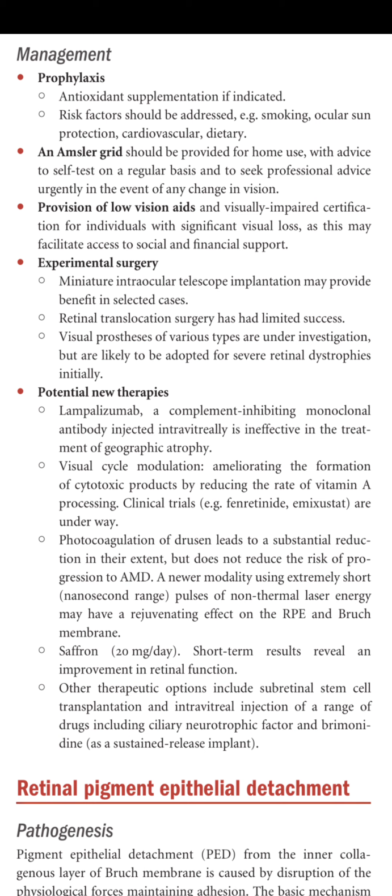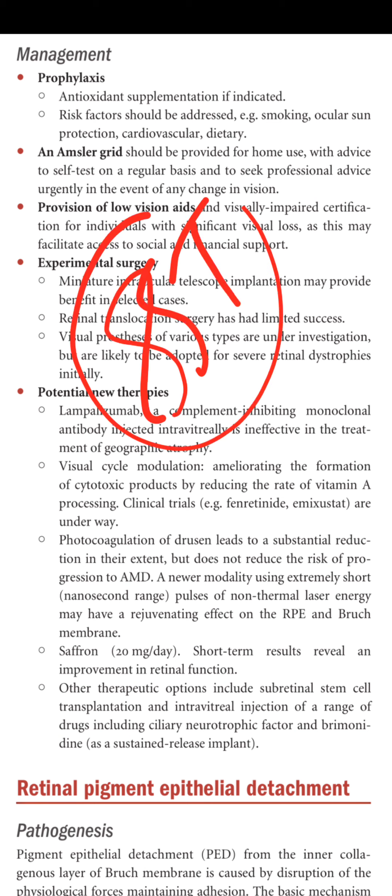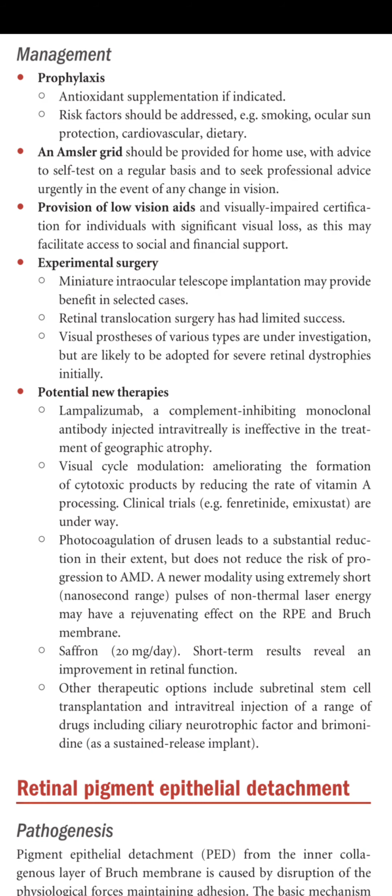Saffron 20 mg per day: short-term results reveal an improvement in the retinal function. Other therapeutic options include subretinal stem cell transplantation and intravitreal injection of a range of drugs including ciliary neurotrophic factor, and brimonidine as a sustained release implant. So stem cell transplantation can also be done, and intravitreal injection of the ciliary neurotrophic factor and brimonidine can also be used.